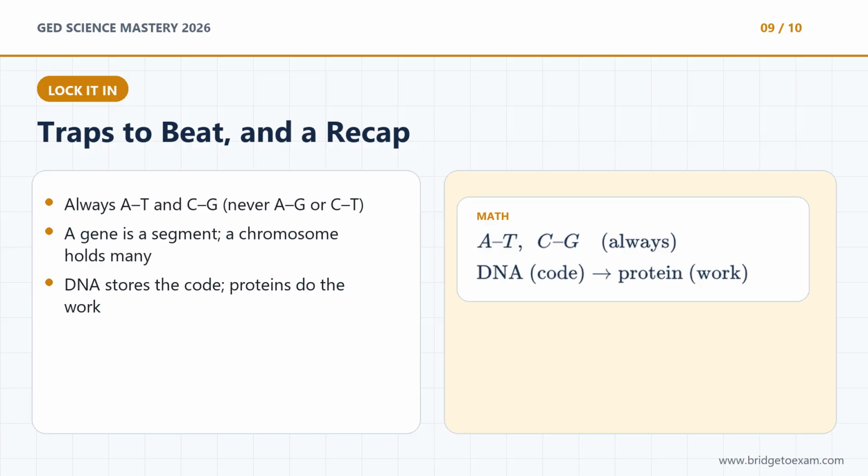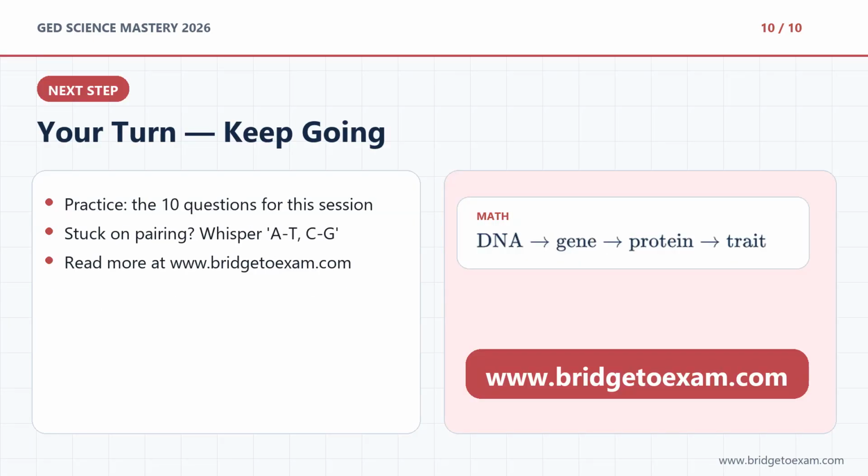The recap. DNA is the cookbook. A pairs with T and C with G, and genes code for the proteins that shape you. Excellent work today. You can now describe DNA's shape, apply the base pairing rule, write a complementary strand, and connect genes to proteins to traits.